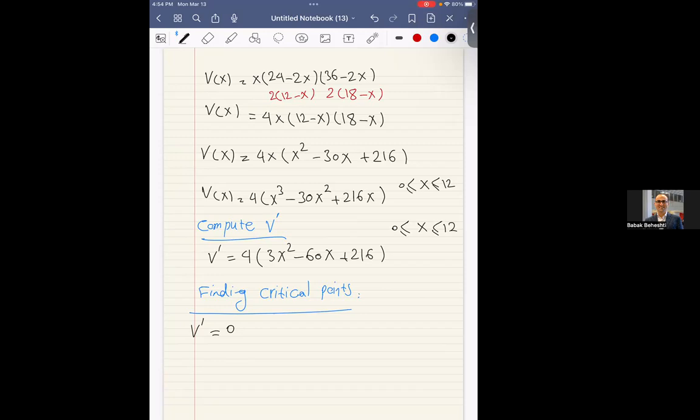So at what point is V prime 0? What is V prime? V prime is 4 times this. So if you factor out 3, V prime is 12 times x squared minus 20x plus 72. What is 216 divided by 3? 72.